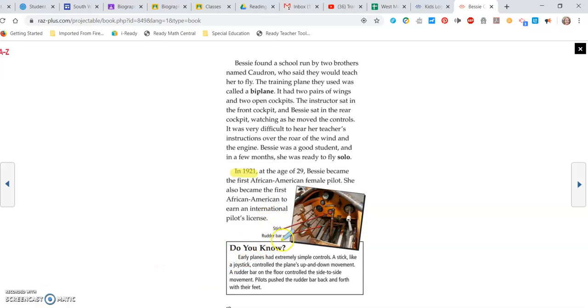Down here, it shows you the diagram and labels of where those pieces are in the biplane, stick, and a rudder bar. Do you know, early planes had extremely simple controls. A stick like a joystick controlled the plane's up and down movement. A rudder bar on the floor controlled the side-to-side movement. Pilots pushed the rudder bar back and forth with their feet.